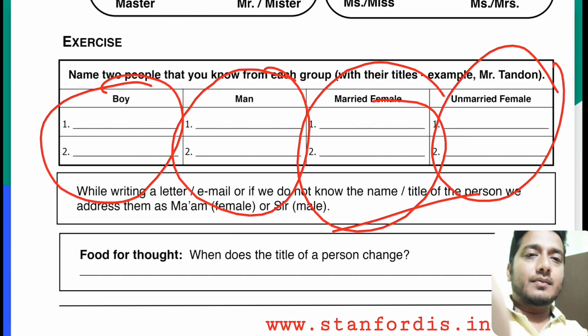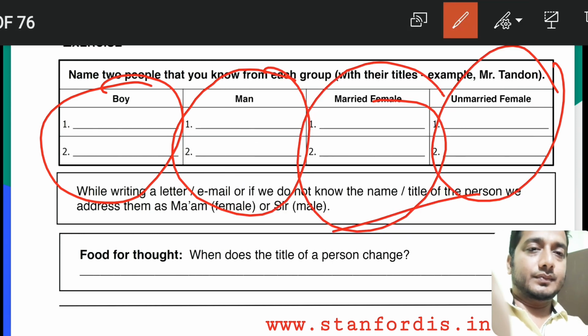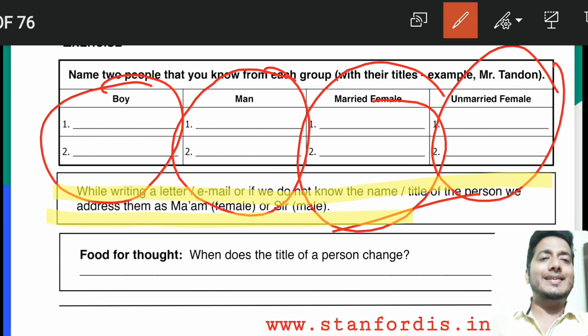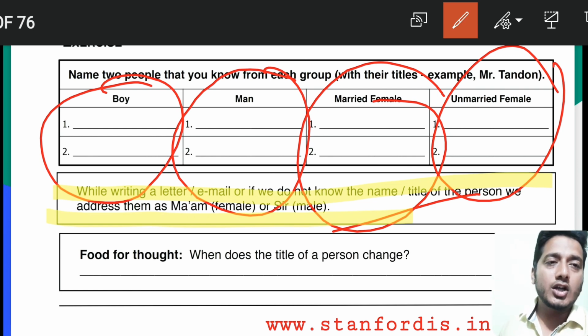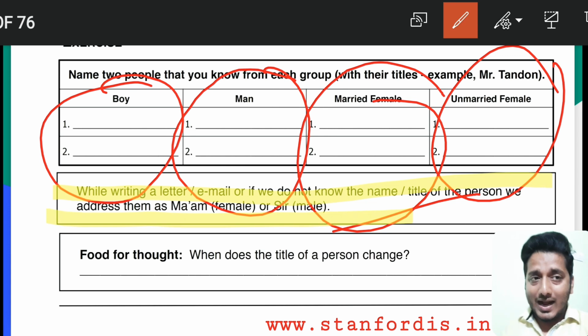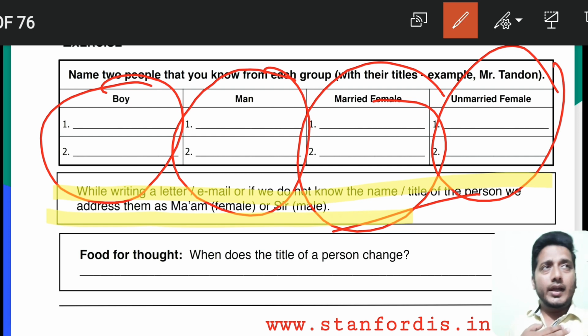Now second thing, please read this part carefully. While writing a letter, email, or if we do not know the name or title of the person, we address them as ma'am for female or sir for male. If you're writing any formal letter or email, what are you going to do there? You don't know who the person is. Suppose that I'm going to write a letter to the income tax department, so I don't know whether the head of that department is a male or female. I don't know about it. So in that case, I'm going to write there sir / ma'am.